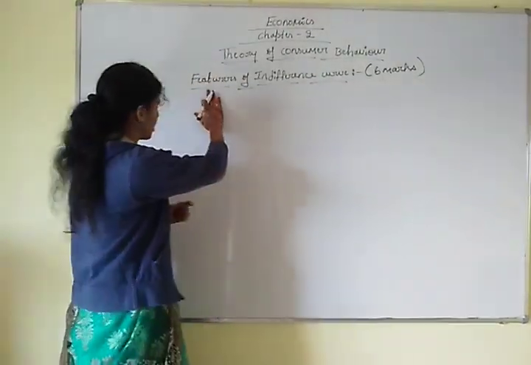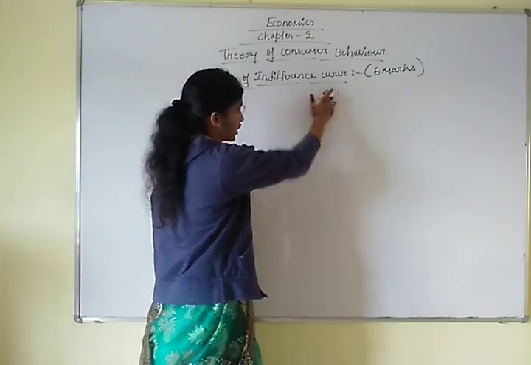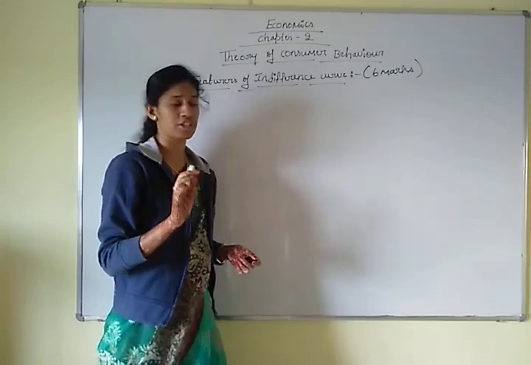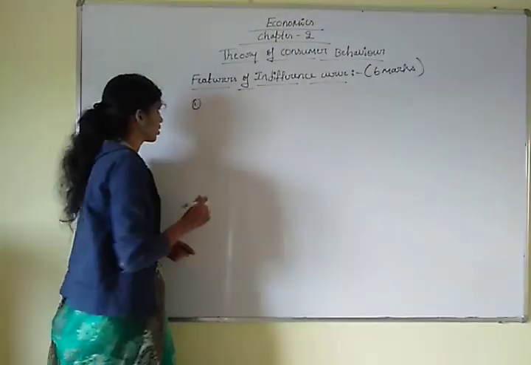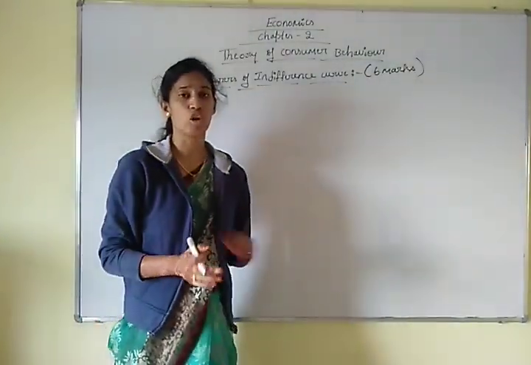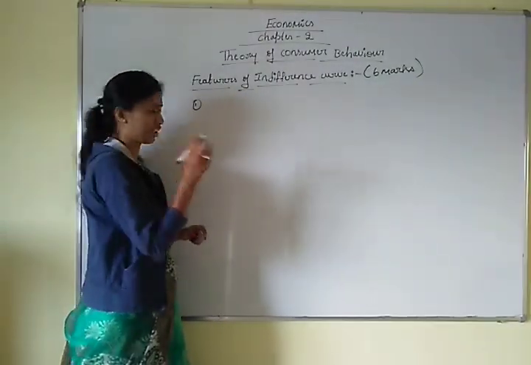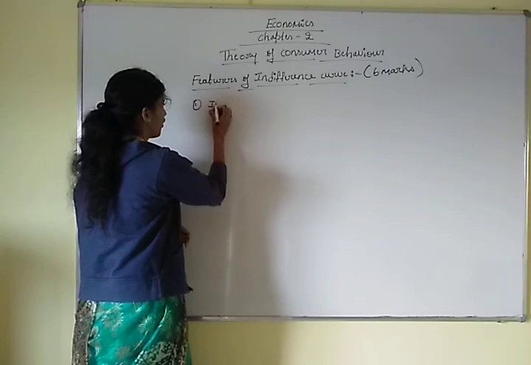Next, features of indifference curve. It is a very important question for 6 marks. The first important feature is that indifference curve slopes downwards from left to right.